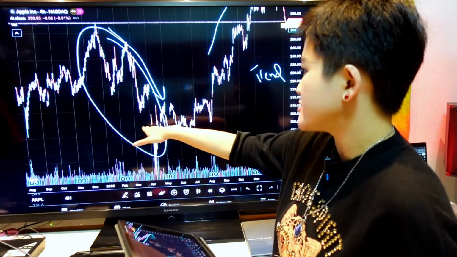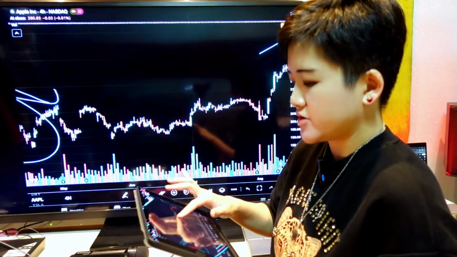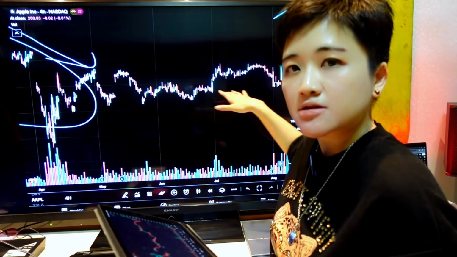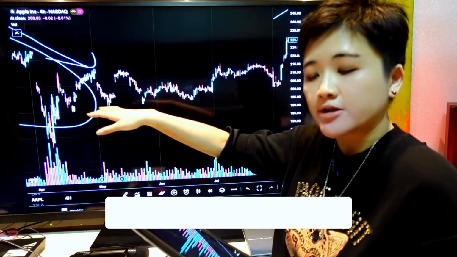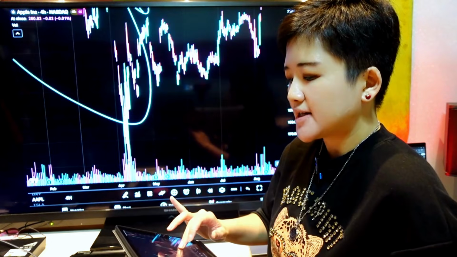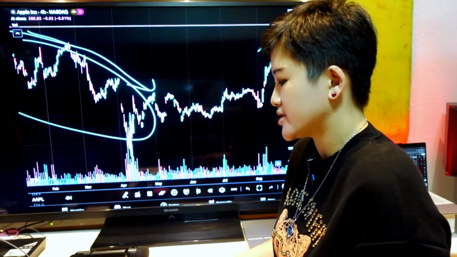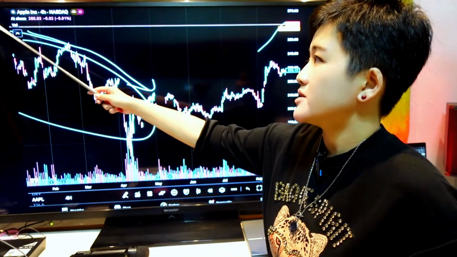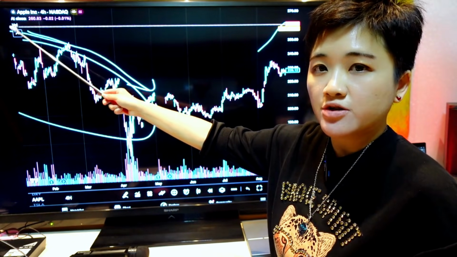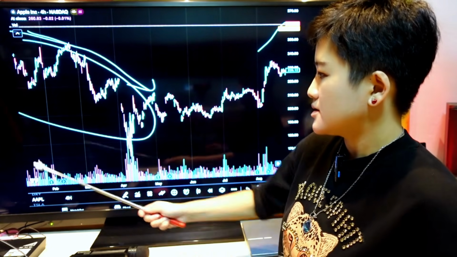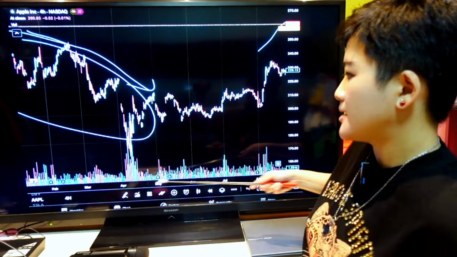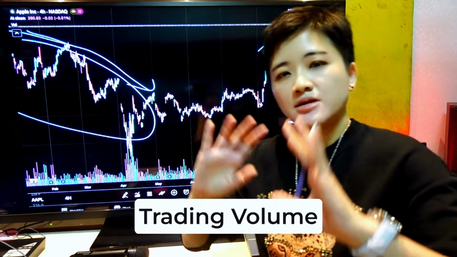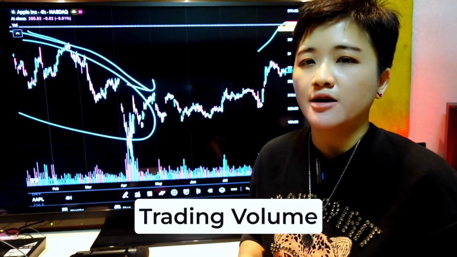Whereas for a sideways market, you can see over here, okay, sideways, going sideways, not going up, not going down. This is called a consolidation, ranging market. Now the other thing is, you can see over here on top, it says VOL. What is that? It is these bars over here. This is the volume.